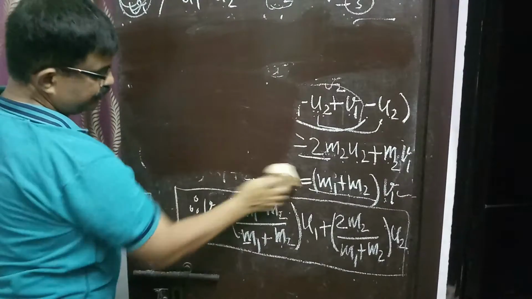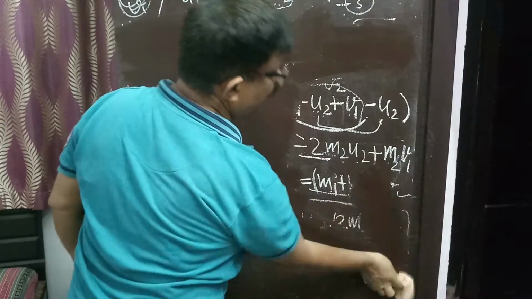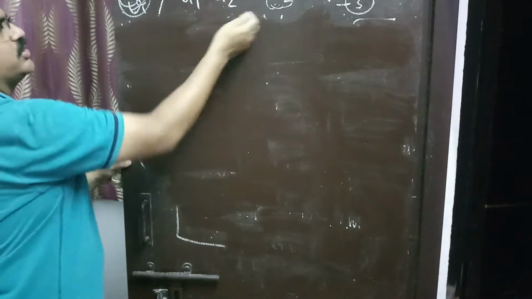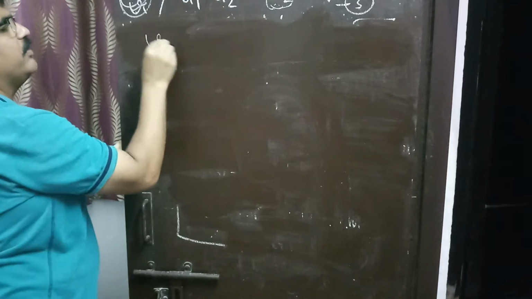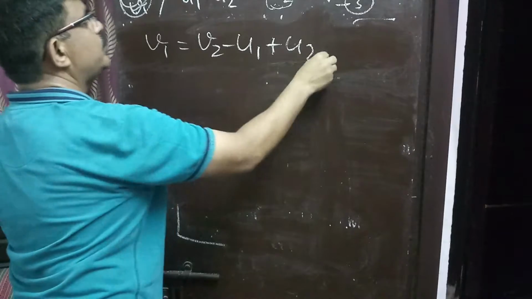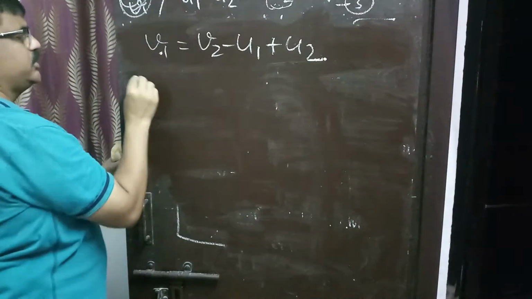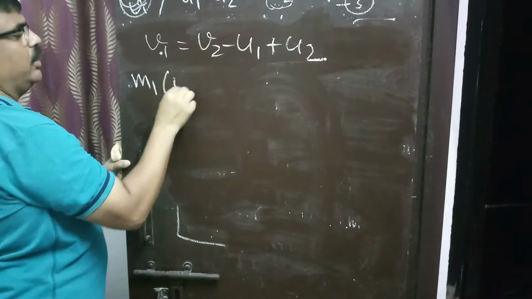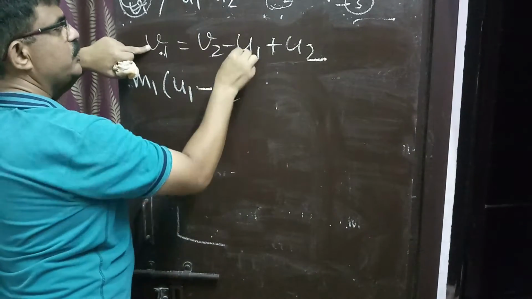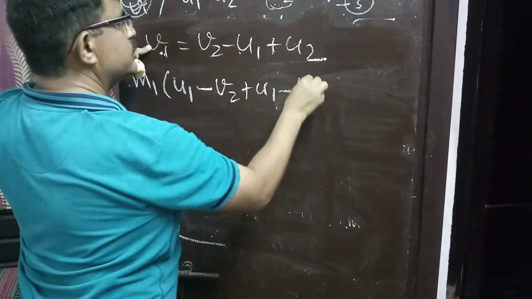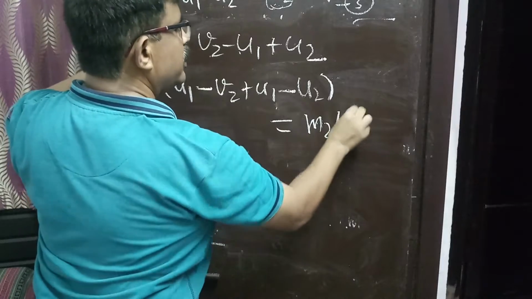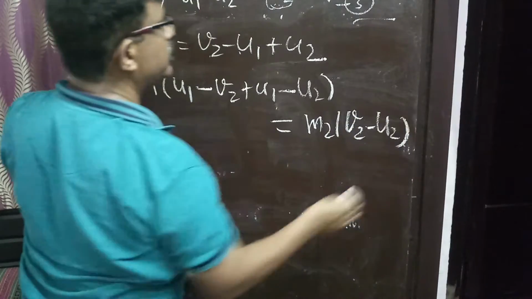To calculate the velocity of the second body, once again you find the value of v1 from this equation. So from this equation, v1 is equal to v2 minus u1 plus u2, and now we put this value in this equation. So m1 u1 minus, in place of v1 we put this, so minus (v2 plus u1 minus u2), it is equal to m2 (v2 minus u2).